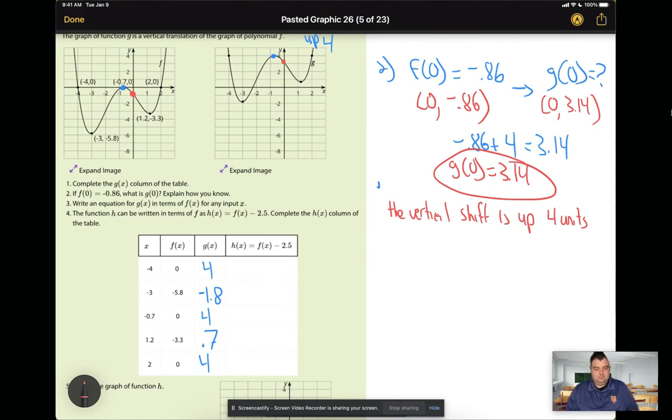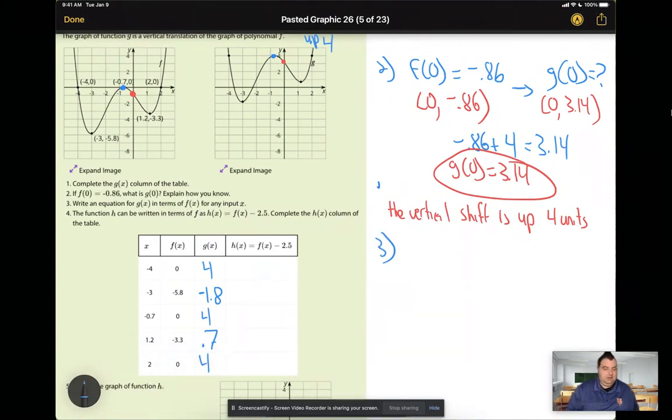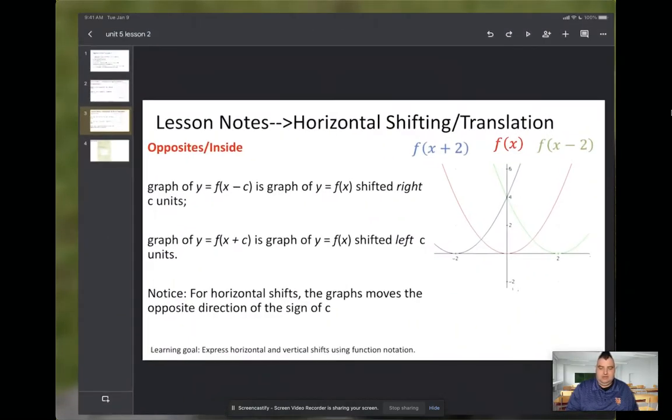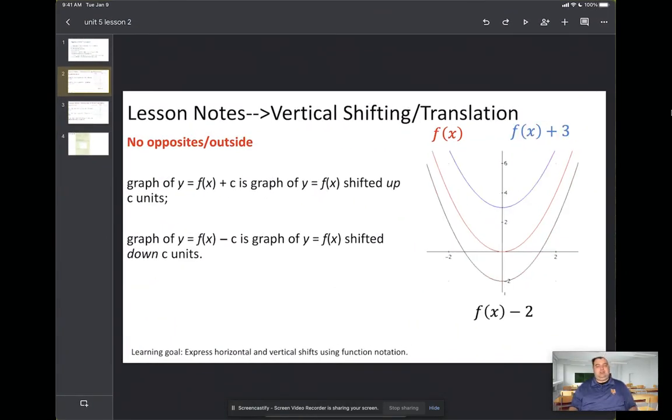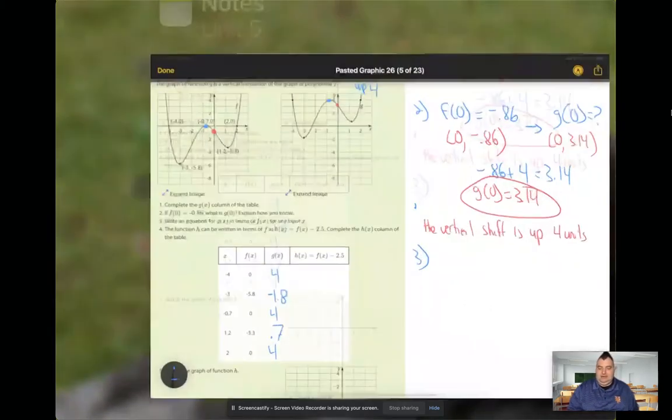Number 3. Write an equation for g of x in terms of f of x for any input x. To do that, we're going to go back to our lesson notes and look at the vertical shifts. We're not going to do the opposites, and it's going to go on the outside of the parentheses. What do I mean by that? It is this.